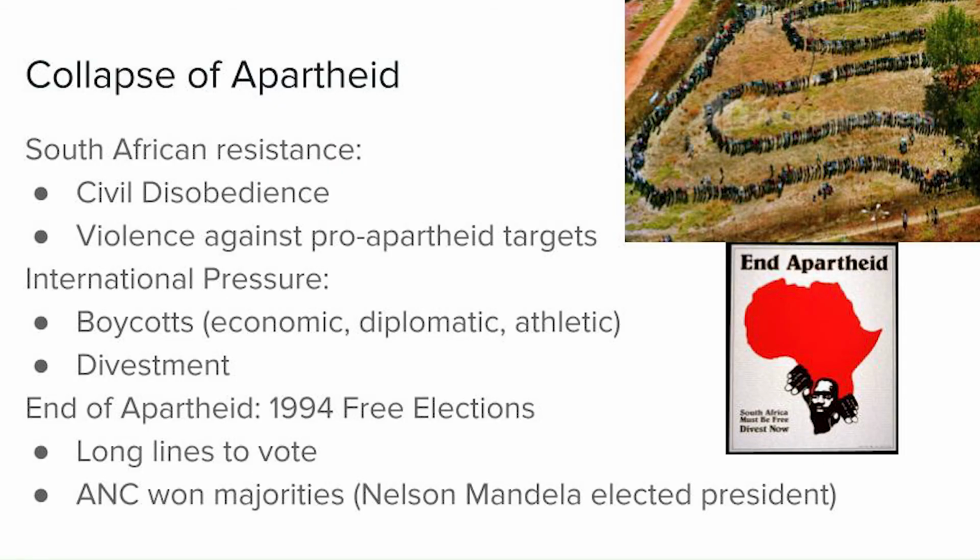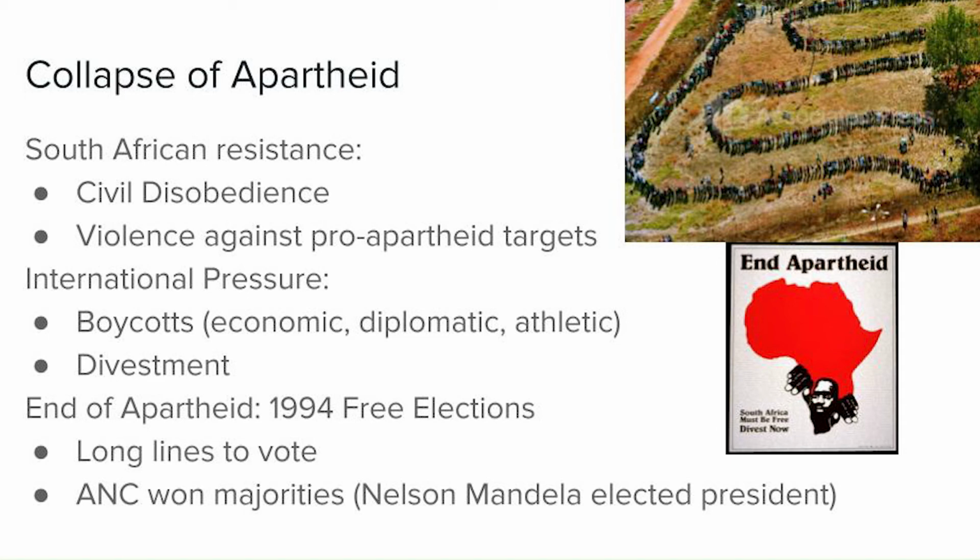So you're thinking, okay, if Nelson Mandela's in jail and Stephen Biko has been killed by police, how did apartheid collapse? Well, it's important to know there are lots of other activists, lots of other people fighting to end apartheid the entire time. South African resistance included civil disobedience, included violence against pro-apartheid targets, right? Lots of different ways of actively protesting and of Black South Africans saying, this is not right.